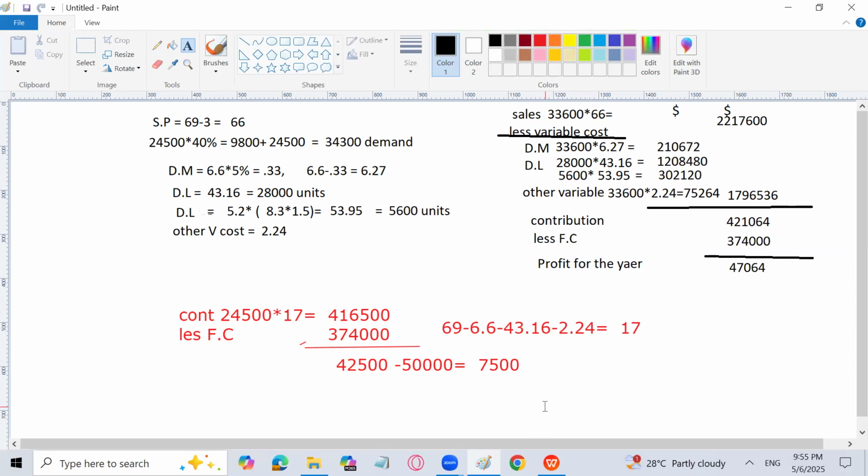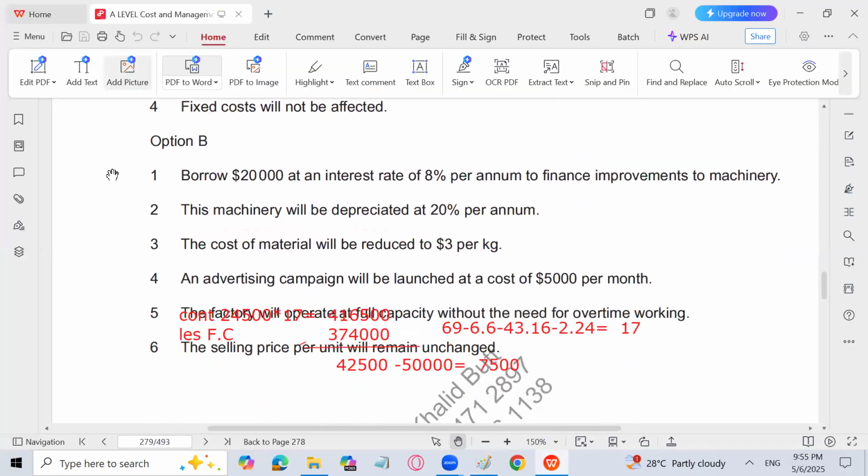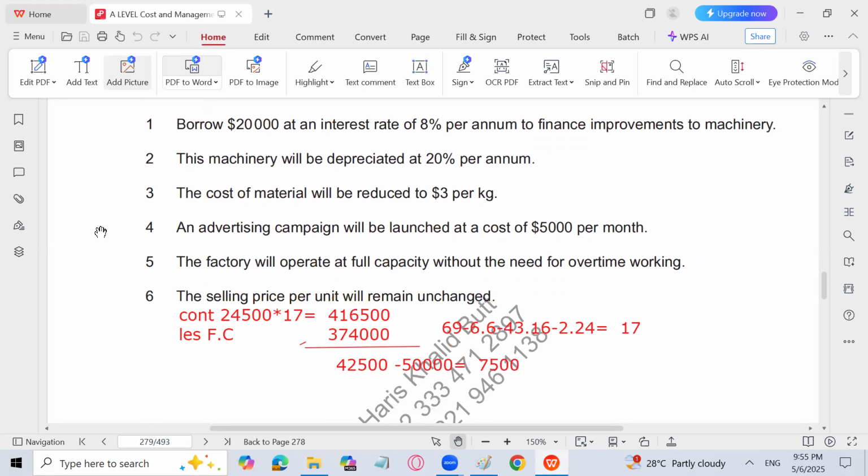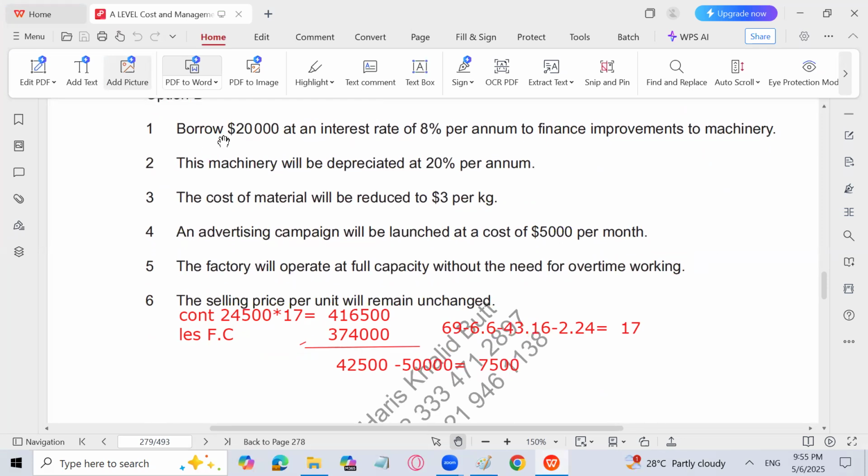Now let's move on to the next option B. Option B states that borrow 20,000 at an interest rate of 8% per annum to finance improvement to machinery. So that interest cost will increase our fixed cost. Machine will be depreciated at 20% per annum. Remember that 20,000 is the cost of the machinery and 8% is the interest, which will increase fixed cost. And same is the case with 20,000 into 20%.